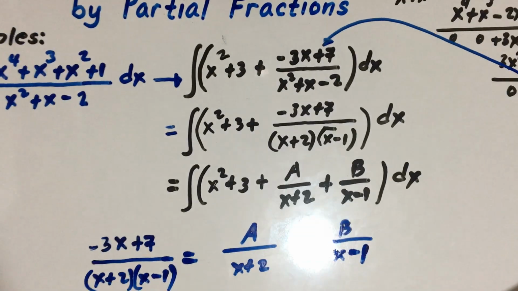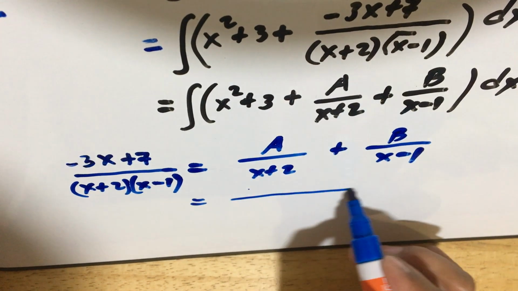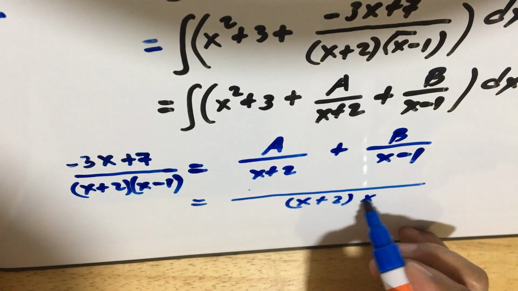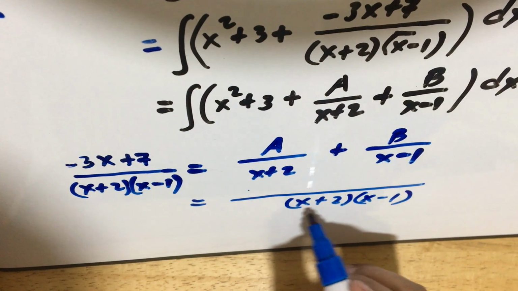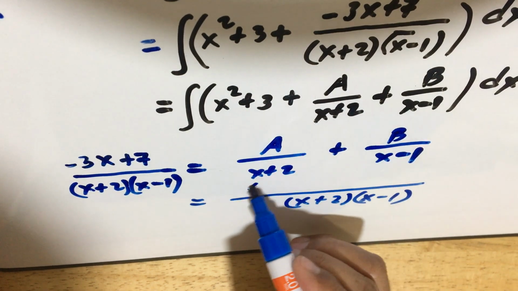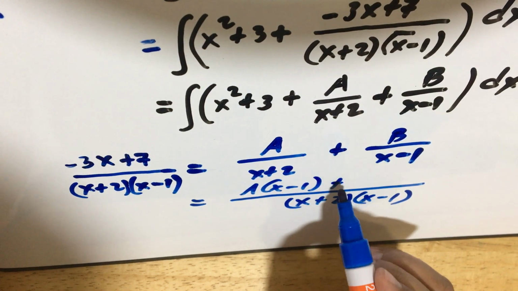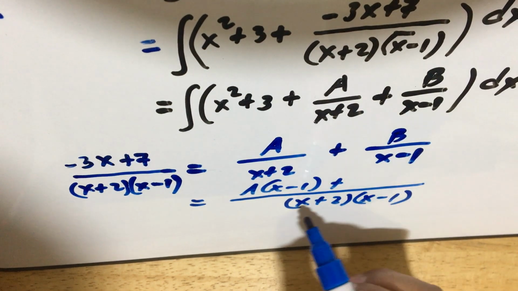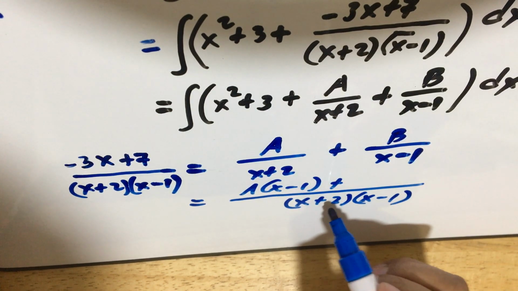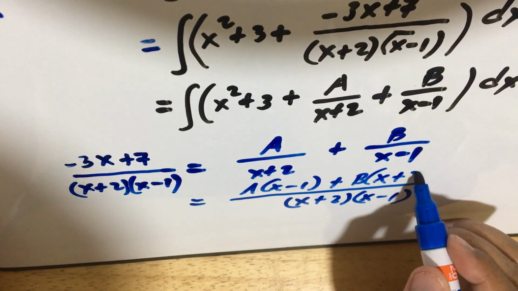So finding the LCD on the right side, we have here the LCD x plus 2 times x minus 1. This LCD divided by this, what is left is x minus 1, times a. So we have a times x minus 1, then plus. This LCD divided by this x minus 1, what is left is x plus 2, multiplied by b. So we have b times x plus 2.